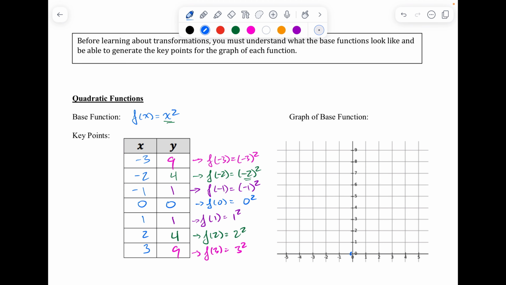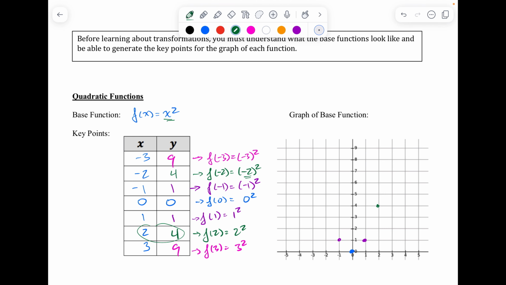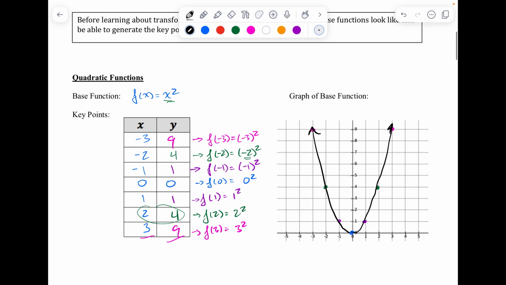I know I have my vertex here at 0, 0. And then we just have to remember these steps. So we have 1, 1, 1 to the right and to the left. And then for the 2, as we go over 2, we go up 4, and same on the left. And then 3 squared was 9. So as we go over 3, we go up 9. Right? So that gives us our key points for a quadratic base function. Okay? So that's the function x squared.